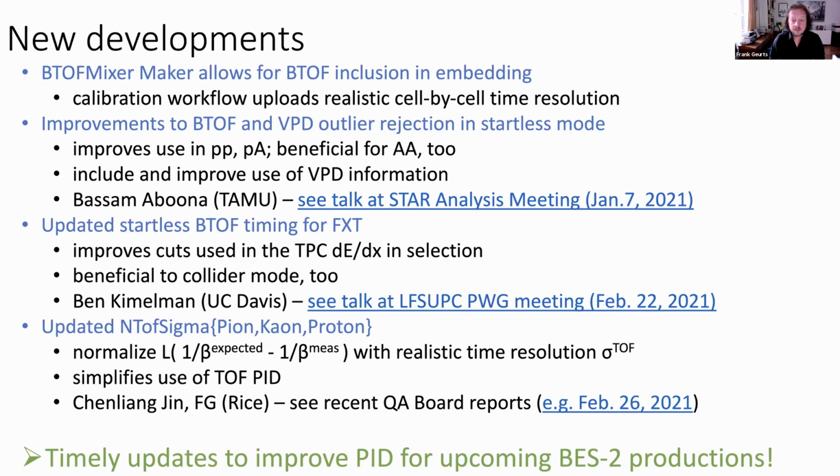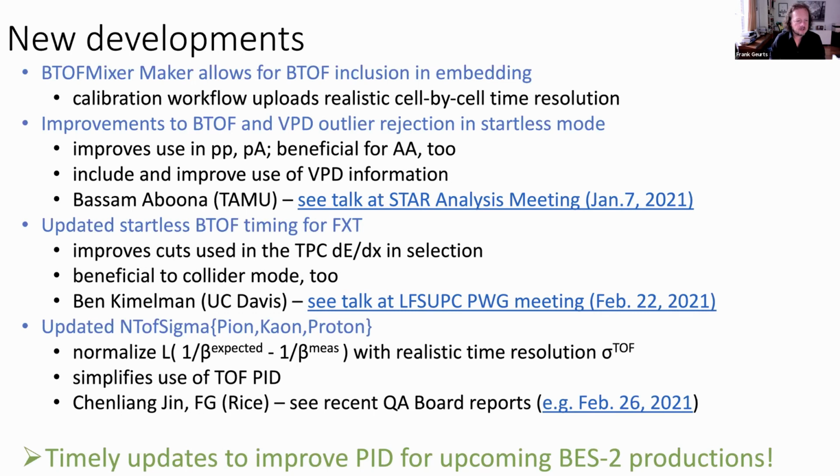I already pointed out, and I put a link here for those of you that are looking at the PDF file, the improvements that Bassam has been rolling out that improve the outlier rejection in startless mode for the BTOF and the VPD, that really will see improvements in PP, PA, but actually, again, if it's good for PP and PA, it's good for AA. So I'm very excited to see these optimizations get into the library soon.